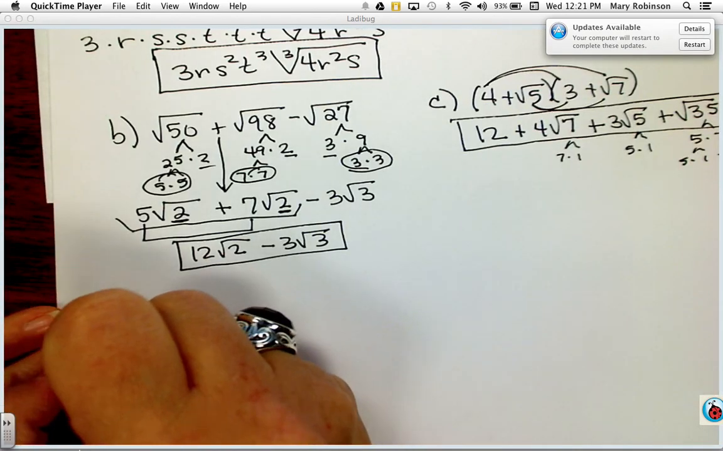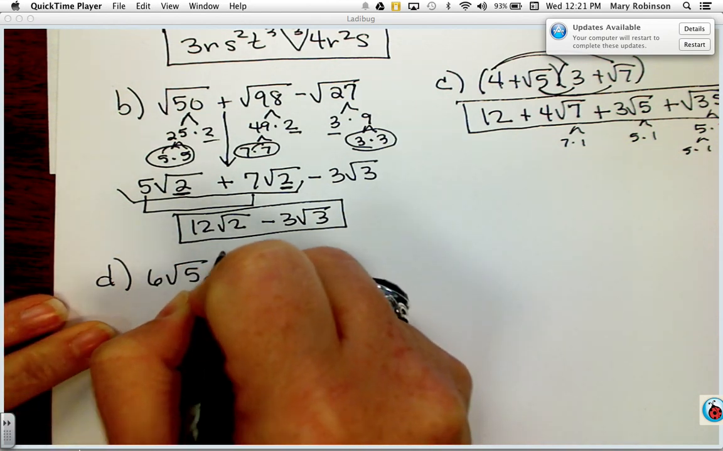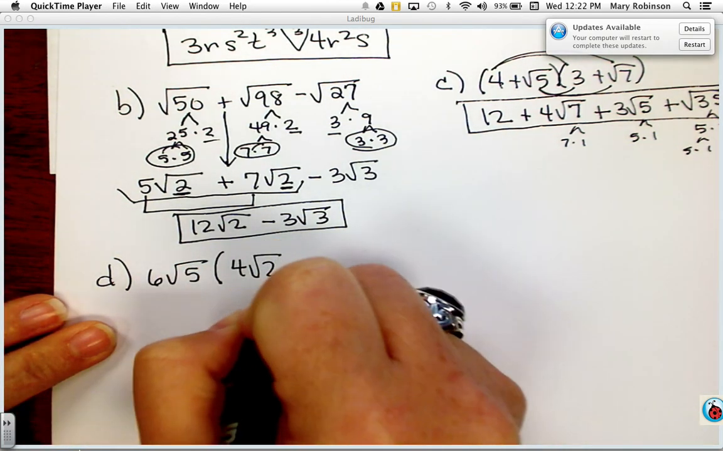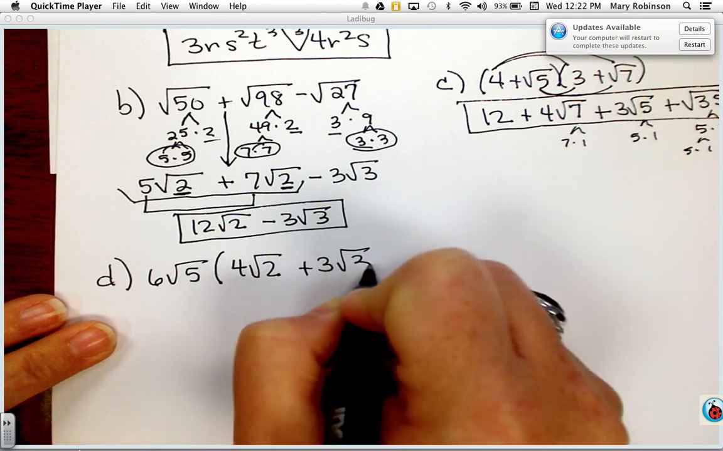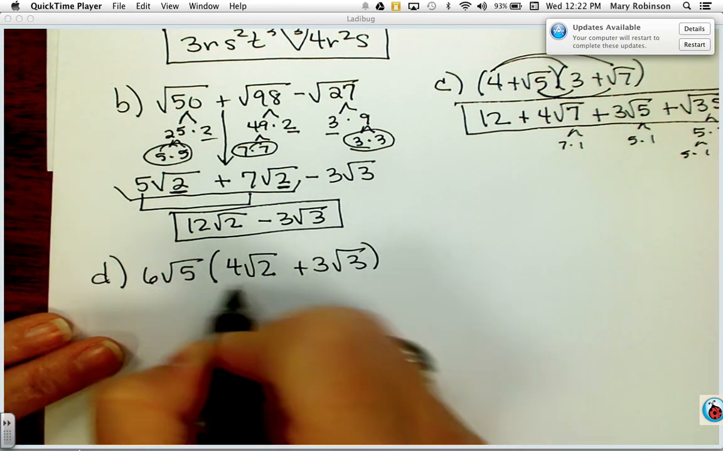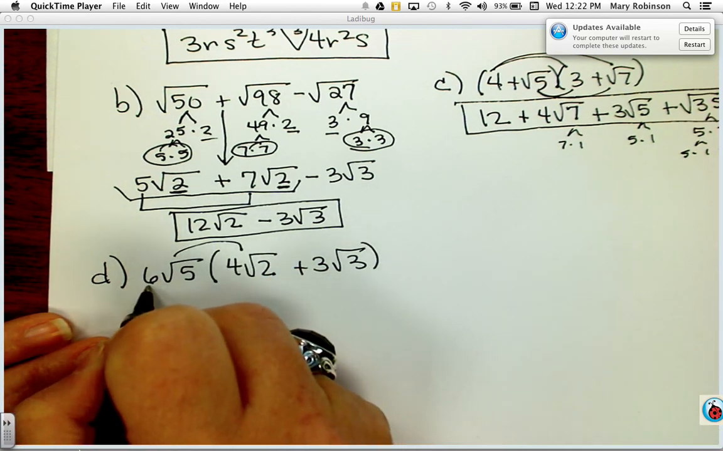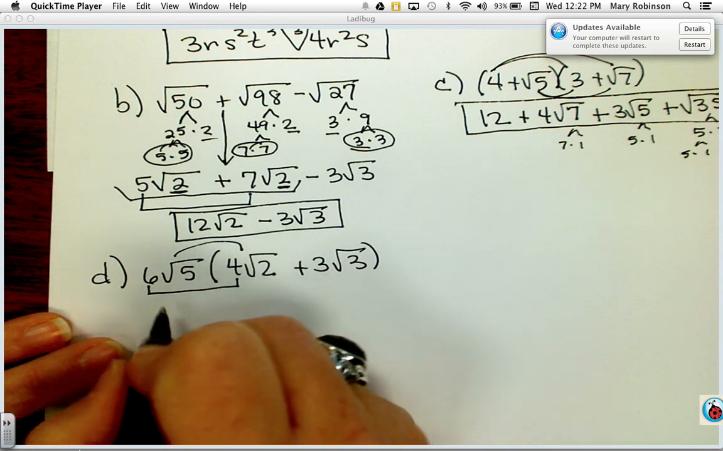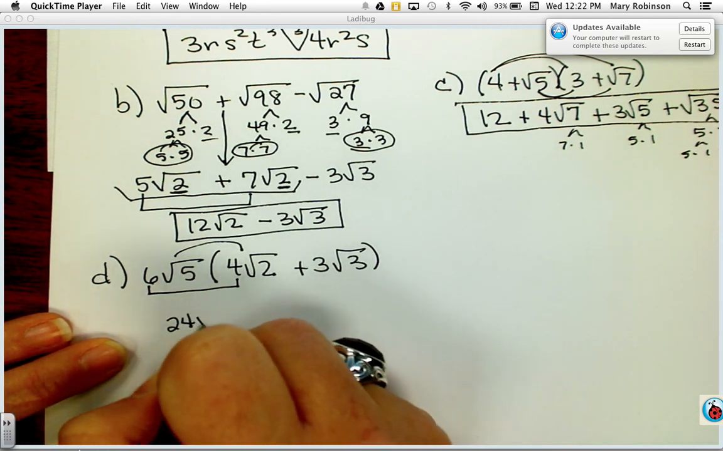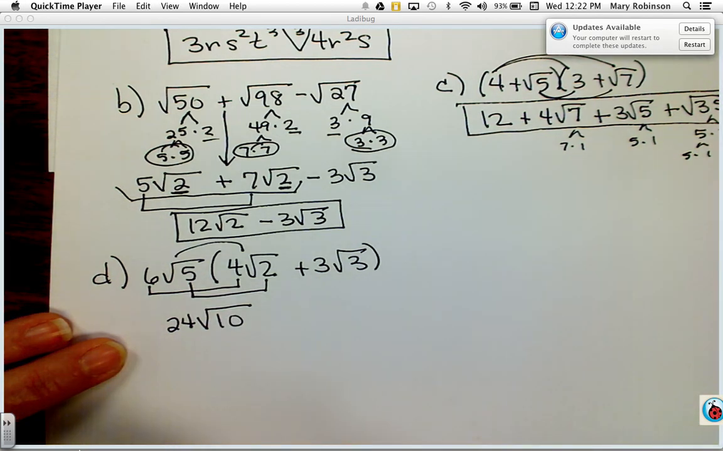Next for D, we have a term on the outside being multiplied by a binomial, 2 terms on the inside. So we have to multiply these 2 terms together, so this term times this term, but that means we multiply the 4 and the 6 together to get 24, and then the 5 and the 2 together to get 10.